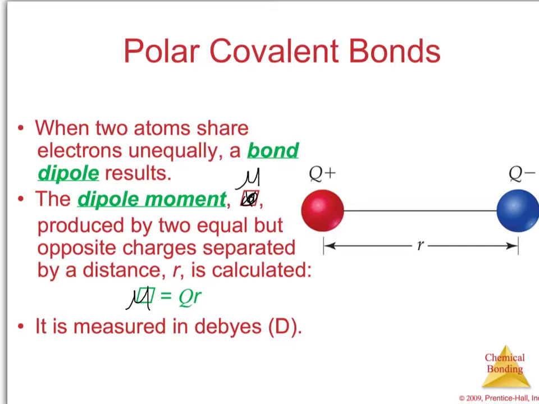Q, if you recall, is our charge. r is the distance between the two charges. And we say that this is measured in debyes, which is represented with a capital D. You will also need to know that 1 debye is equal to 3.34 times 10 to the negative 30th coulomb meters.